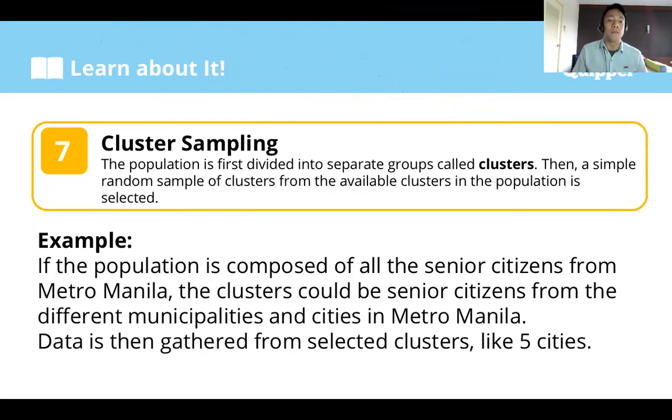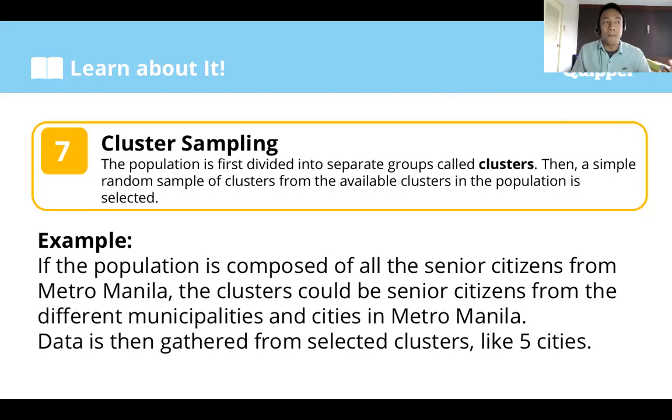For example, if the population is composed of all the senior citizens from Metro Manila, the clusters could be senior citizens from the different municipalities and cities in Metro Manila. Data is then gathered from selected clusters, like 5 cities. So this one is somewhat related to stratified random sampling, because we will also divide them into subgroups.